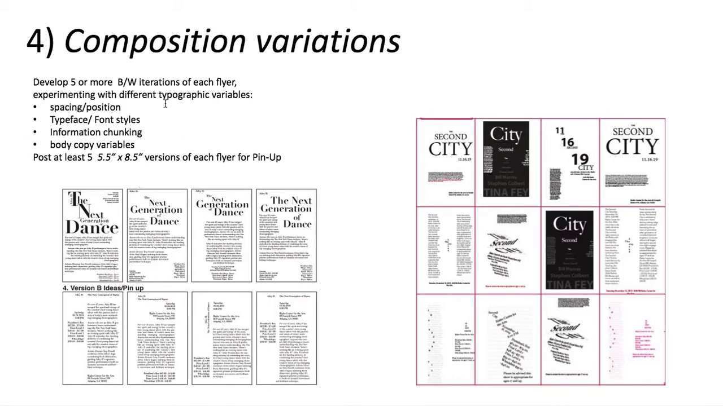So at this point, we know the things that we can work with. So spacing and position on the artboard, typeface and font styles, information chunking. That's new, but that's paragraphs, and columns and rows. Body copy variables. I don't know what that means. I'll think about that some more. Post at least 5.5 by 8.5 versions of each flyer for pinup.